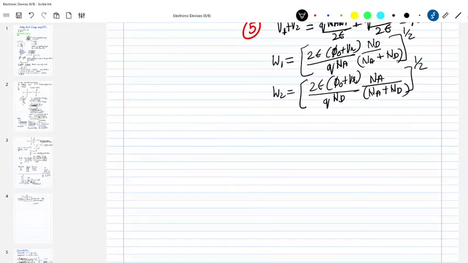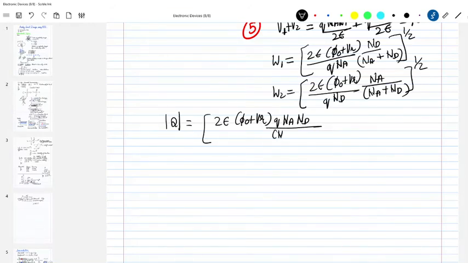So let's look at the charge. The magnitude of charge on the left hand side will be Qna times W1. So that would be equal to twice epsilon (Vbi + Vr) times Qna squared, times Nd divided by Na plus Nd, raised to half.